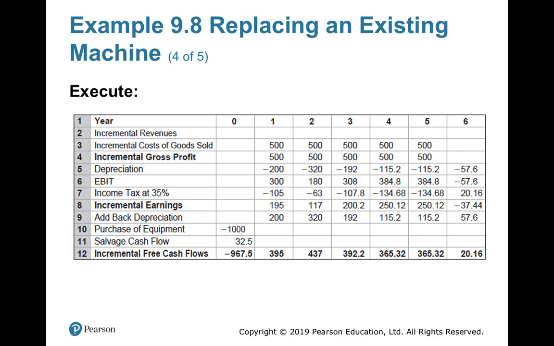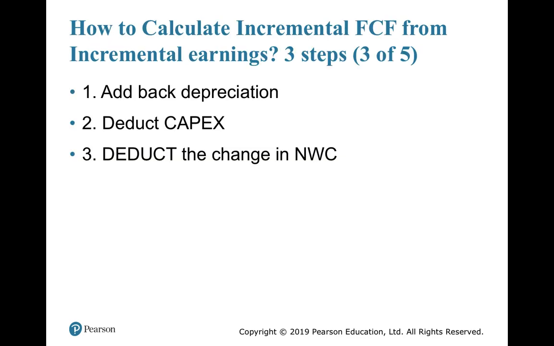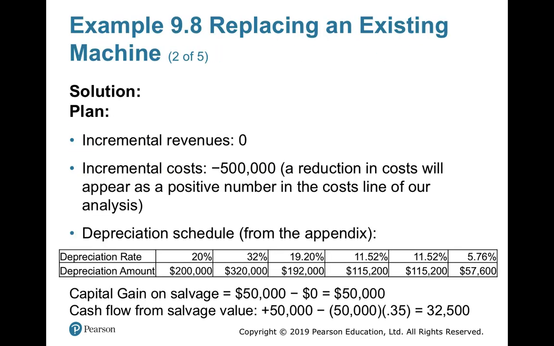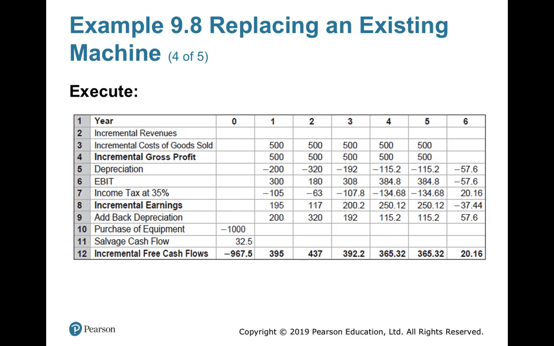See, without having an incremental revenue, the new machine gave an incremental gross profit of 500,000 because of the saving in cost. Less depreciation as per the MACRS we have seen in the previous slide: 200,000, 320,000, 192,000, 115,200, 115,200 and 57,600. So this is the depreciation. EBIT 300, 180, 308, 384.8, 57.6 minus.